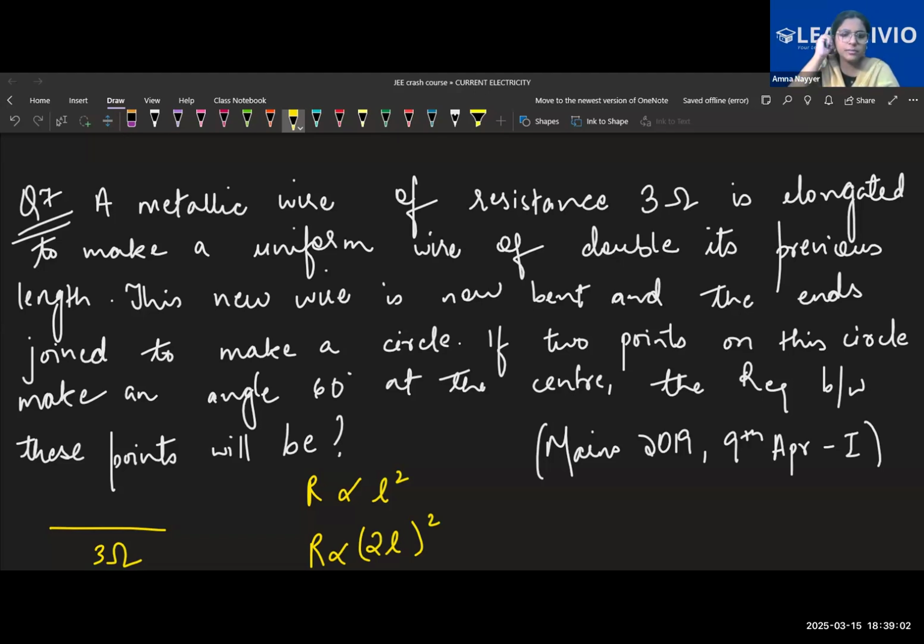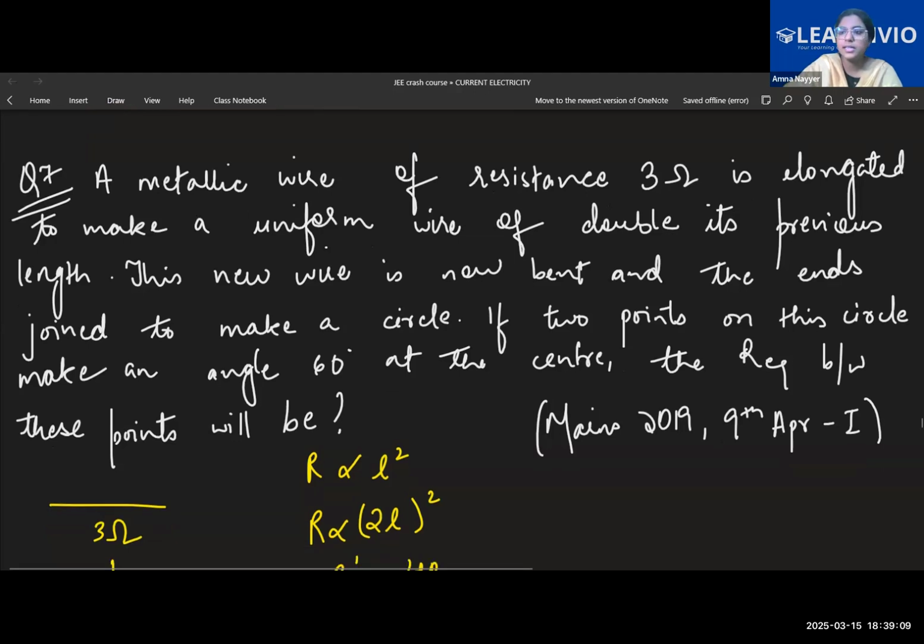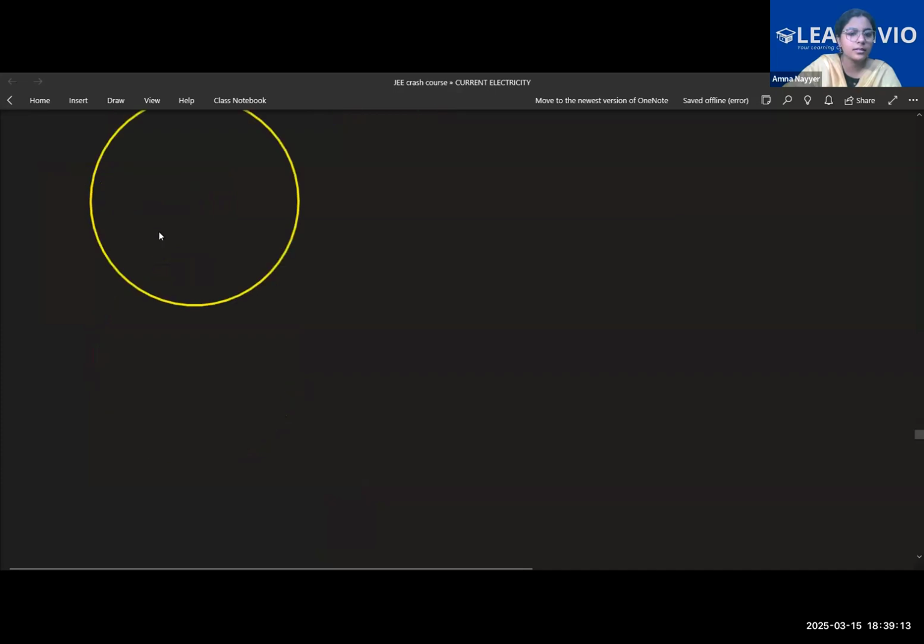So if 60° has been made by one, and this is saying what will be the equivalent resistance between them. So basically this is saying that, let's say this is 60°. So what will this part be? 300? 300 will be left, right? Total is 360. Taking out 60°, 300 degrees will be left. So you have 300 and here this is 60.